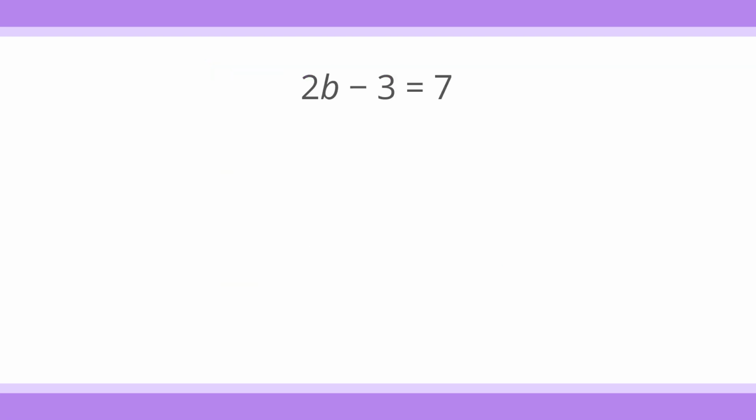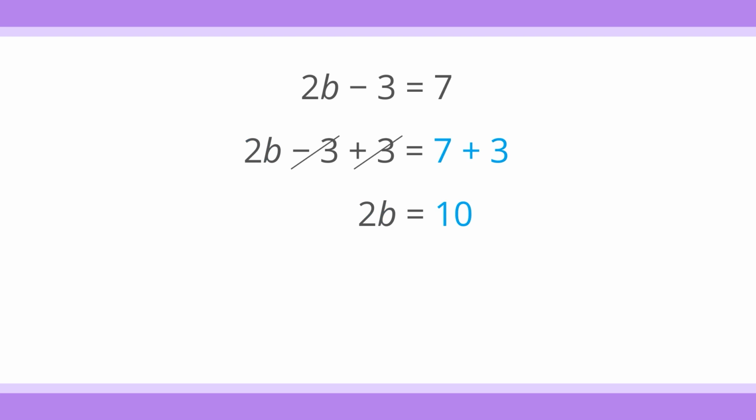Here we have 2b minus 3 equals 7. We're trying to isolate the variable b. So b is being multiplied by 2, then 3 is being subtracted from that. When solving two-step equations, we want to start by undoing the last operation, which would be the minus 3. The inverse of subtraction is addition, so we'll start by adding 3 to both sides. On the left, that cancels out the 3's, leaving us with 2b. And on the right, 7 plus 3 is 10.